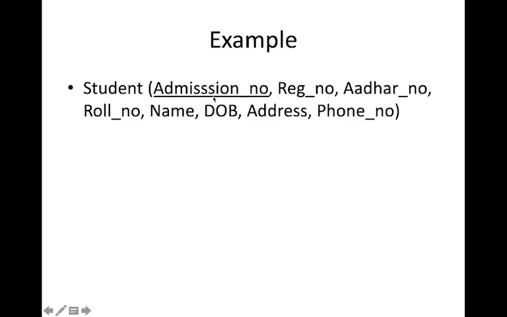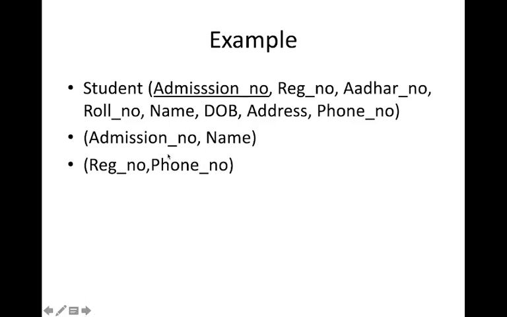So we have underlined one of the candidate keys, admission number. So admission number is considered to be the primary key of this relation. The other keys, register number, Aadhaar number, roll number are the secondary keys of this relation. Then if you take the combination of admission number comma name, this is a super key because it uniquely identifies. But this is not a key because we can remove this name and admission number can be used to uniquely identify. So this combination is a super key, but it is not a key.